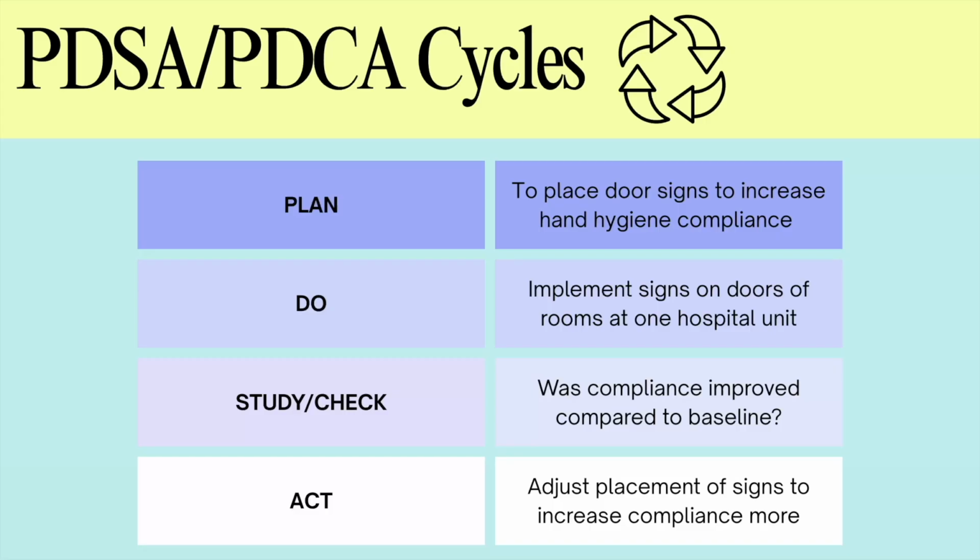The study check portion means that you are actually looking at, did this intervention do anything? Are people washing their hands more? And then the act portion is adjusting your intervention based on the results of the study and check. So, this process means that you're testing small changes to a system, learning from the results, and continuously improving. It's a cycle.